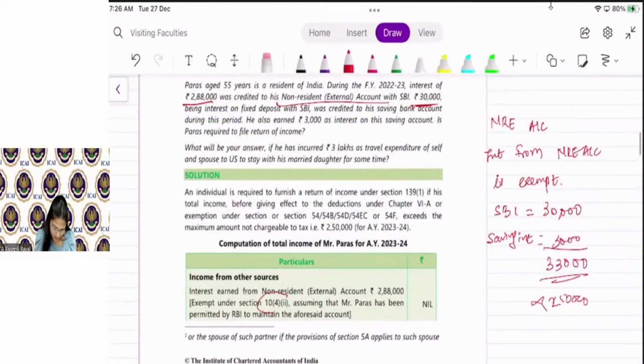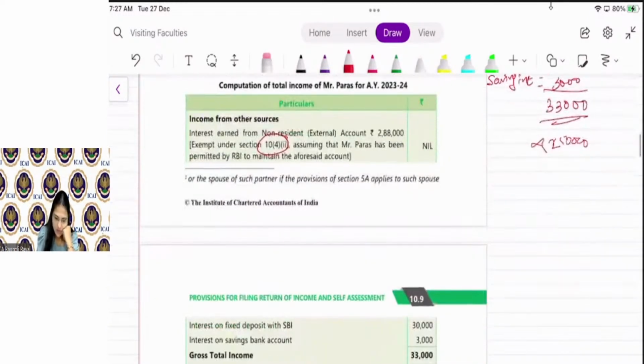Under Section 10 subsection 4 clause 2 of the Income Tax Act, it is written that if RBI permits, then NRE account interest is exempt. Generally, a non-resident is permitted to maintain an NRE account.